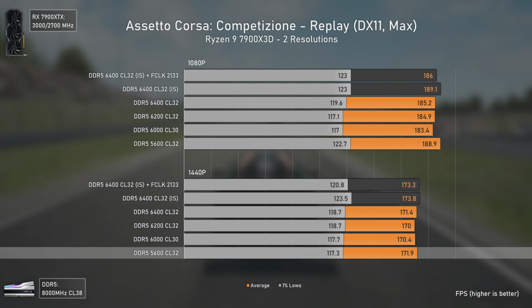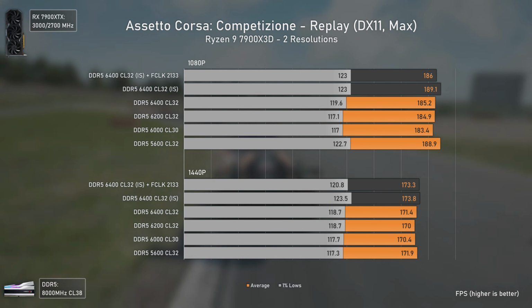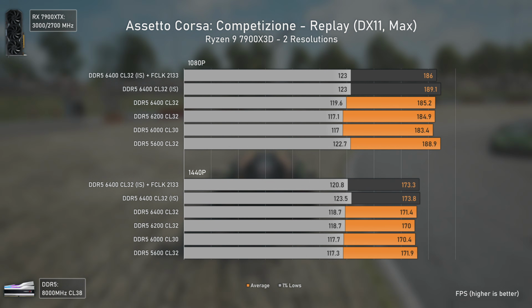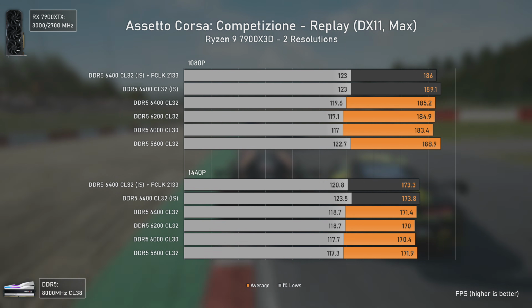Although as we move to the Ryzen 9 7900X3D, we have loads of cache, so the memory frequency and timings make little difference, with all results being within the margin of error, I would say, with the only real difference maybe being in the 1% lows.